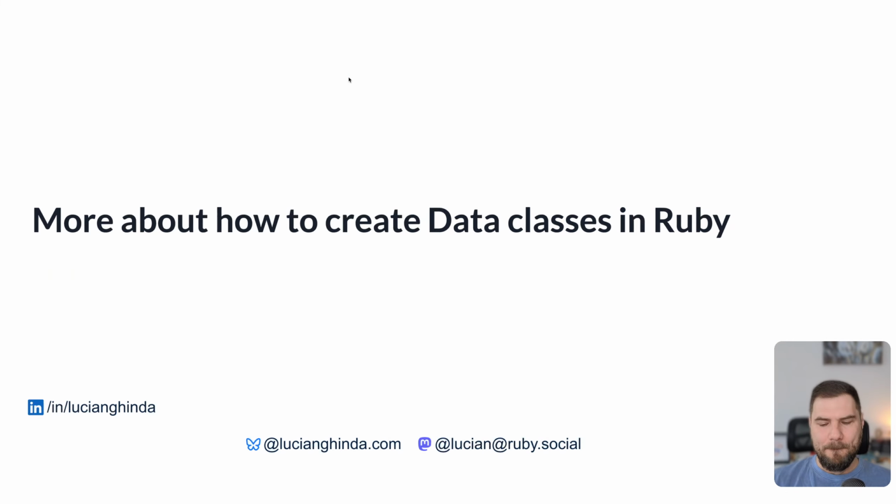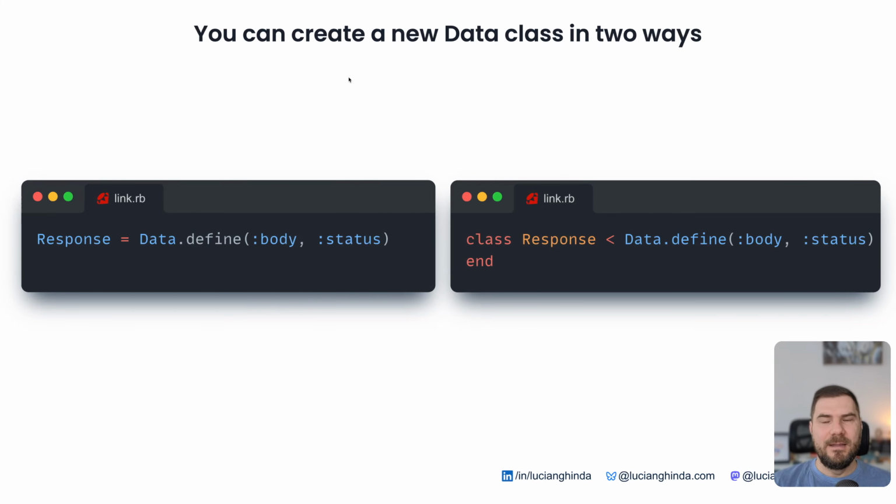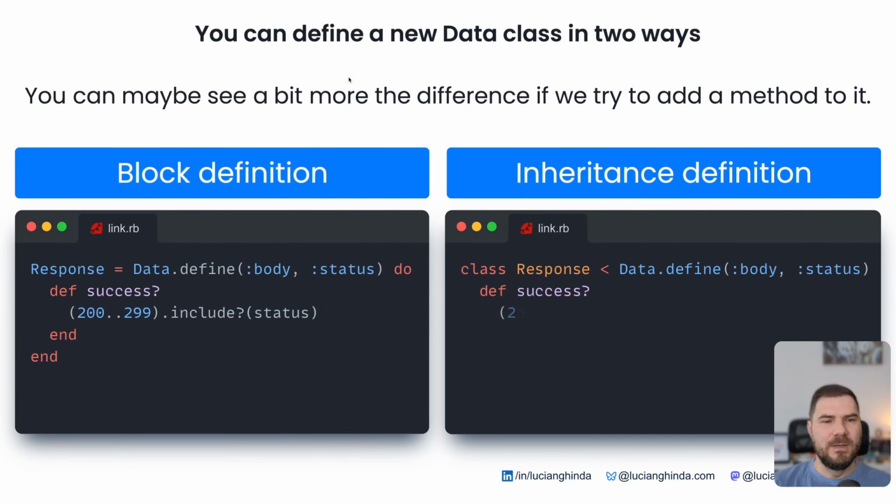There are two ways to create a data class, and I'm going to explore some differences between them and maybe draw some conclusions about when to use one and when to use the other one. So there are two ways to create a data class in Ruby. I will call them block definition and inheritance definition. You can create a new data class using, for example, Response = Data.define do, or you can use inheritance: class Response inherits from Data.define.